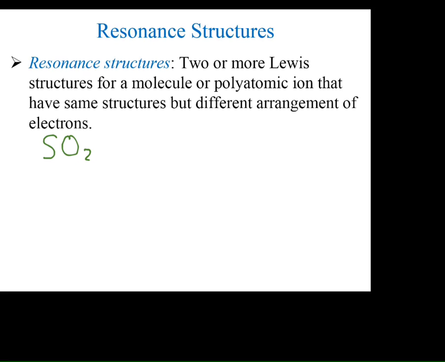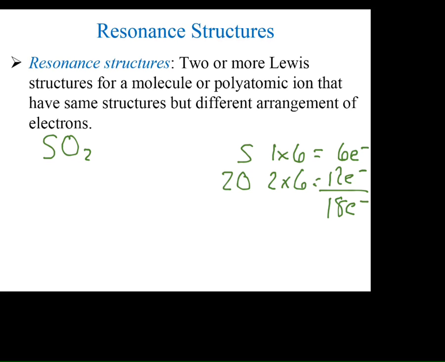Step 1 says, add up the total number of valence electrons. So how many valence electrons does the one sulfur give me? It gives me 6, right? It's in group 6. Then I have 2 oxygens. How many does each oxygen give me? Oxygen's also in group 6, so yeah, that's 12. So I have a total of how many electrons to account for? 18. Okay, so I got to account for 18 electrons in my structure, right?